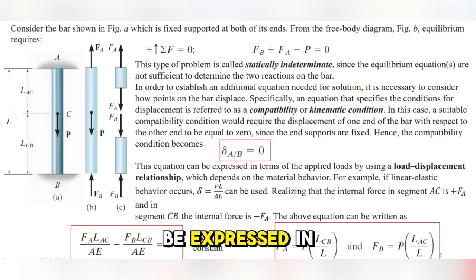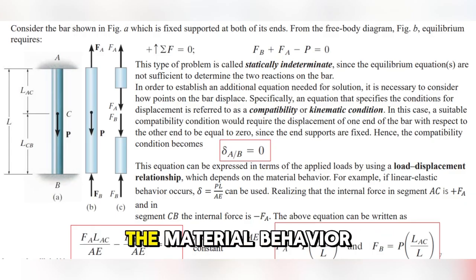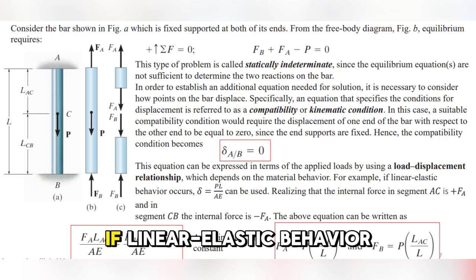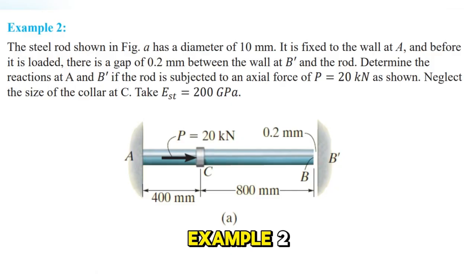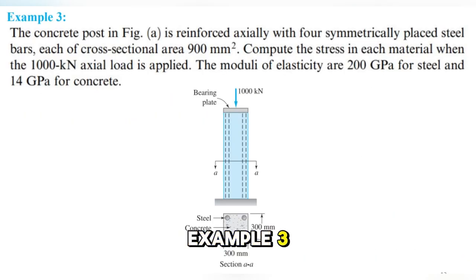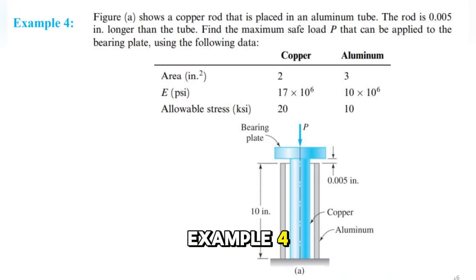This equation can be expressed in terms of the applied loads by using a load-displacement relationship, which depends on the material behavior. For example, if linear elastic behavior occurs, δ = PL/AE can be used. Realizing that the internal force in segment AC is +F_A, and in segment CB, the internal force is -F_A, the above equation can be written as, assuming that AE is constant. Example 1, solution. Example 2, solution. Example 3, solution. Example 4, solution.